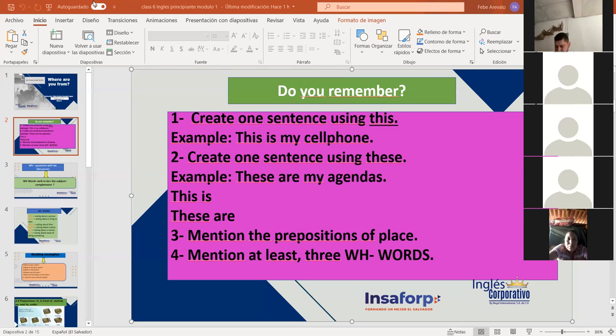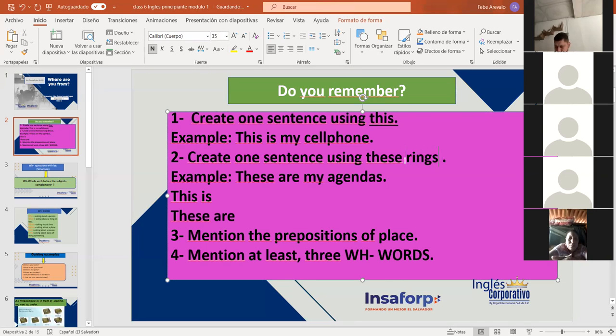How do you say anillos? Rings. Rings. Ajá, exactly. Déjeme ver, lo voy a escribir por aquí. Rings. Okay. Alba Torres, bienvenida. Estamos trabajando en number two, all right? Create a question using these, are. Recuerden que es para dos objetos.